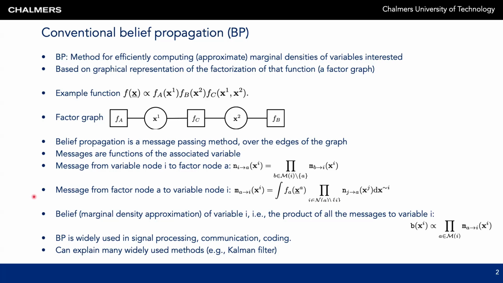The marginal density of a variable, known as the belief of the variable, is the product of all the messages received by that variable node. BP has widespread applications in areas such as signal processing and communication, with well-known methods such as the Kalman filter being explainable through this framework.